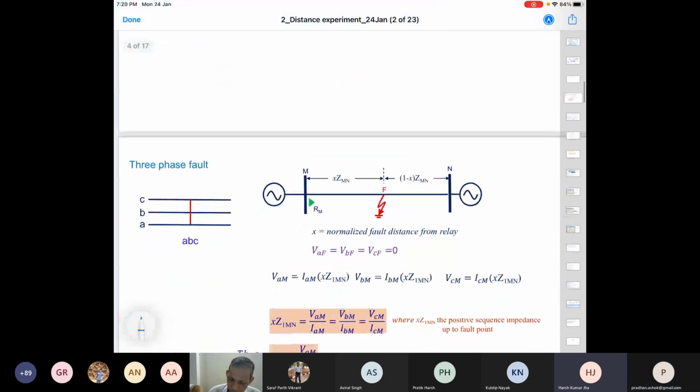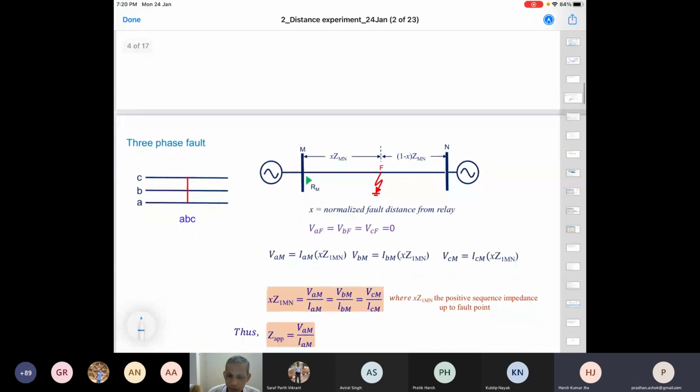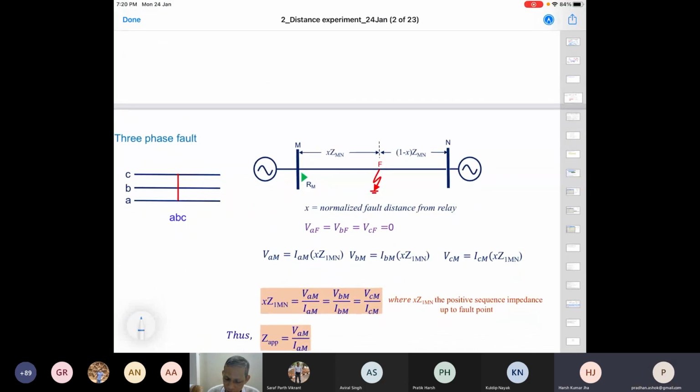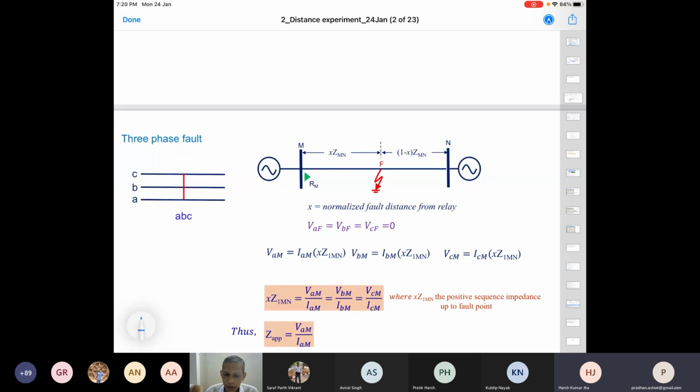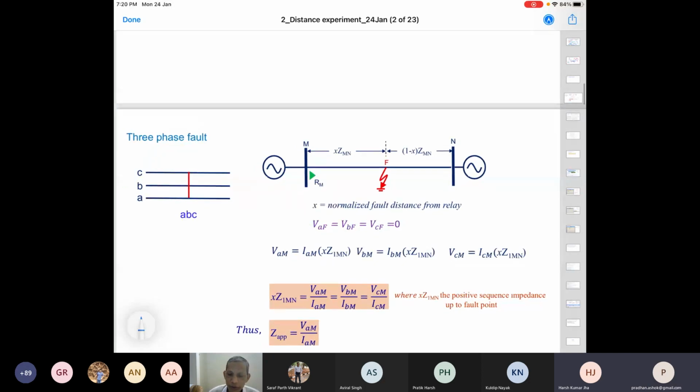So let us have a little bit of theory, the concept of how this distance relay functions, and then we'll proceed. I have already elaborated your background on that.